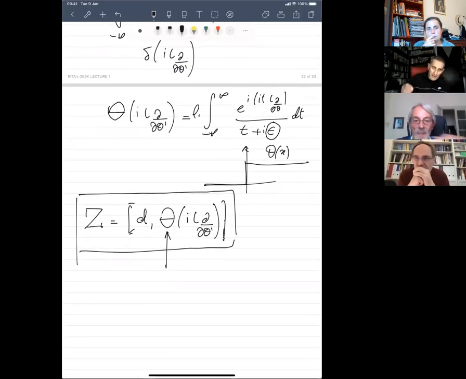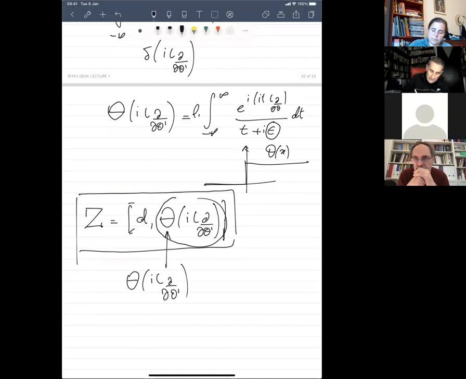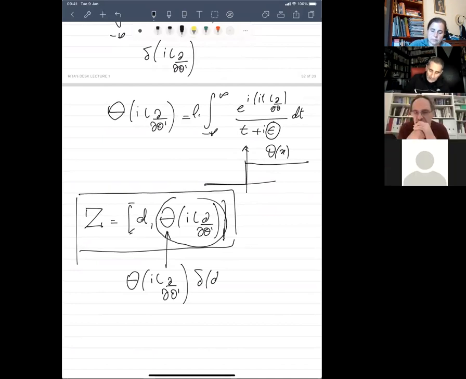Good. So therefore, this object here is a Z operator. What does it do? If you calculate what it does, let me do the calculation on some object. Suppose that I act on the delta function of d theta 1. Now, this operator here, if you just use again this integral representation, gives you a nice answer. It gives you just the inverse of d theta 1.